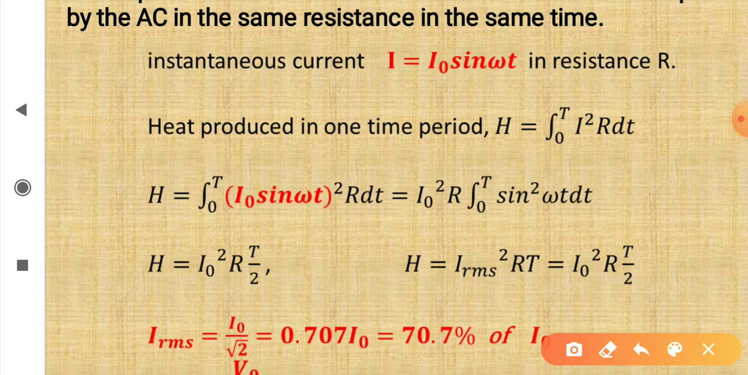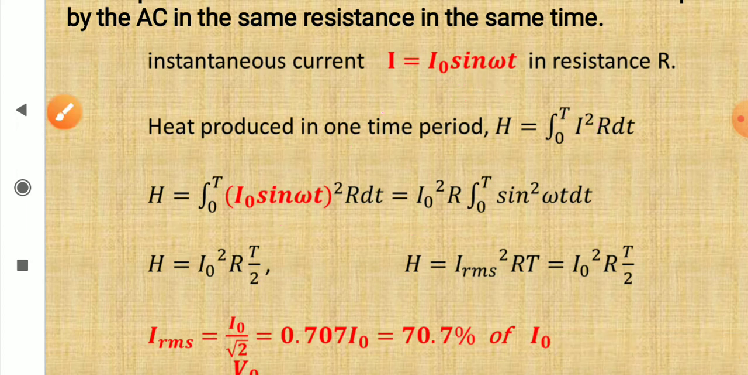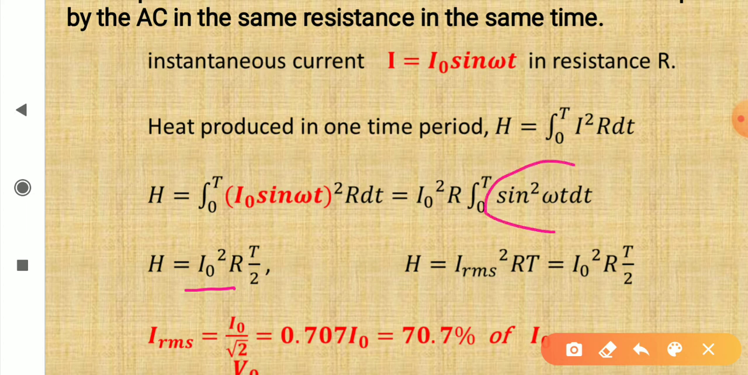So now the heat H will be equal to integral from 0 to T. Place the value of current here from here. You get I naught sine omega t, whole square, R dt, and bring out the constants. So I naught square, R is also constant, and inside the bracket you get sine square omega t dt. Now this I naught square R is constant, and inside the bracket we have this term, integration of sine square omega t, now for one time period.